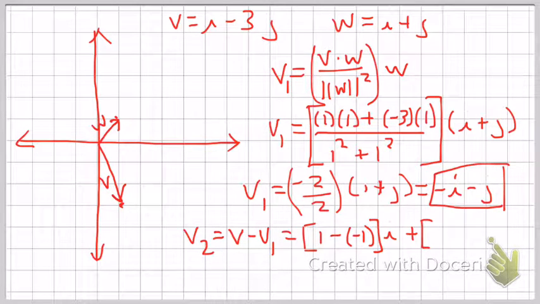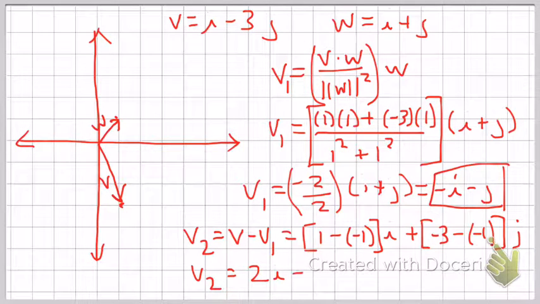So our V had a vertical component of -3. And our V1, we're going to subtract a -1 here, that's the vertical component of V1. So that will give us our vertical component of V2. And so simplifying here, we end up with V2, which is 2 times I minus 2 times J, or 2I minus 2J.